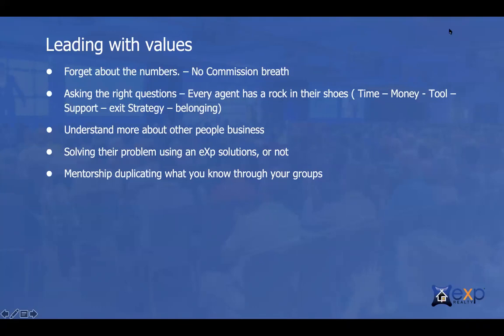Yeah. So it doesn't matter. You can talk, you can peel the onion, but at the end of the day, it all boils down to some basic human needs, if you will: time, money, tools, exit strategy. And trust me, at EXP, we have solutions for all these things. And yeah, it's like back when you learned how to list property. Really, all sellers have the same 4 or 5 objections. Exactly, that's it. So all agents have the same 4, 5, 6 problems.